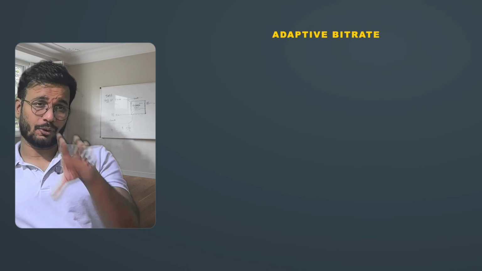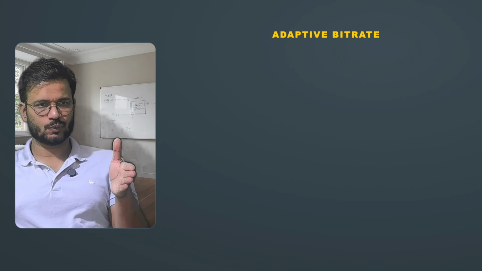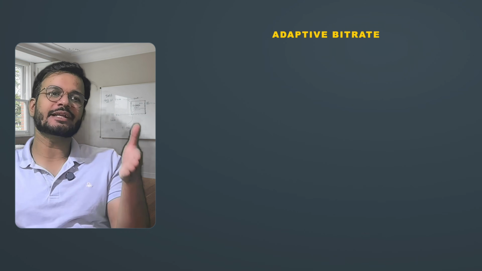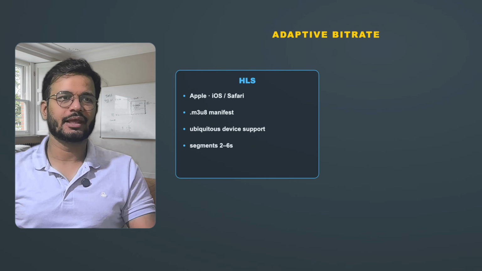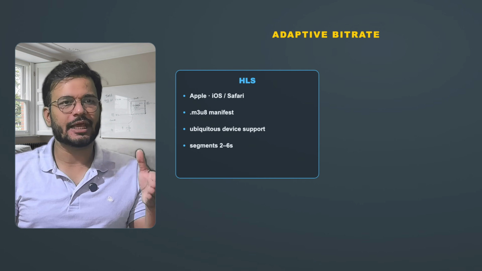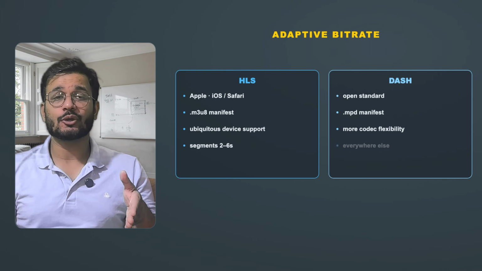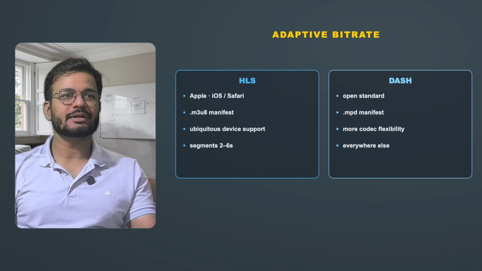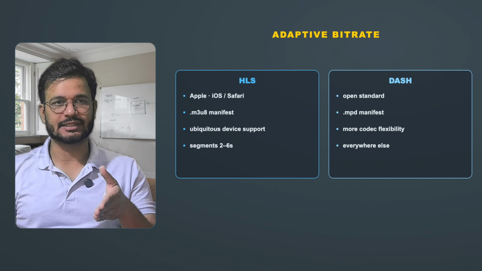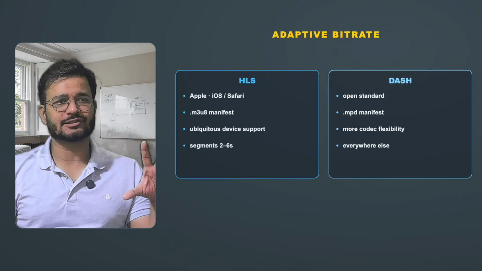Now, here is one very important part, that is adaptive bitrate, HLS versus DASH. Let me spend a minute on this because the interviewers love to ask this question. HLS is HTTP Live Streaming. This was invented by Apple. It is a standard on iOS and Safari. DASH is Dynamic Adaptive Streaming over HTTP. This is an open standard and it is supported everywhere else.